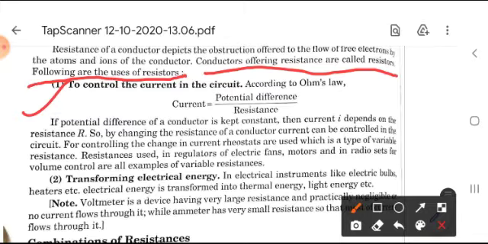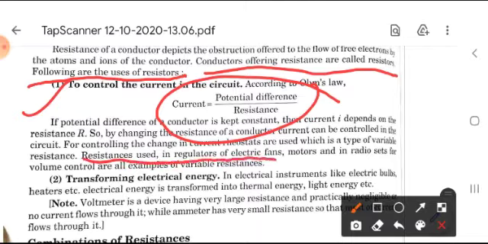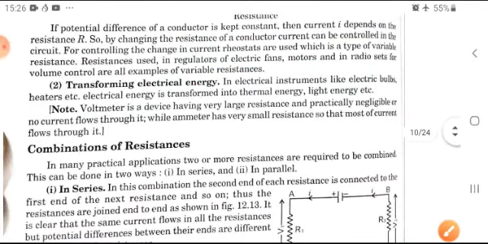First, to control the current in the circuit. According to Ohm's law, current is equal to potential difference divided by resistance. So, resistances used in regulators of electric fans, motors, and in radio sets for volume control are all examples of variable resistances.